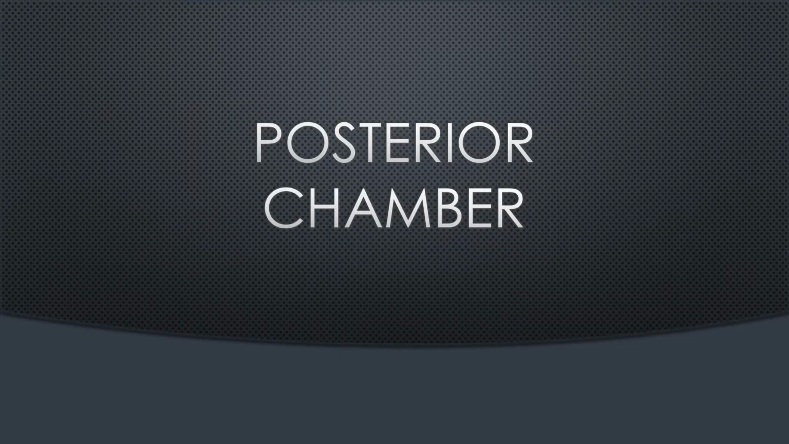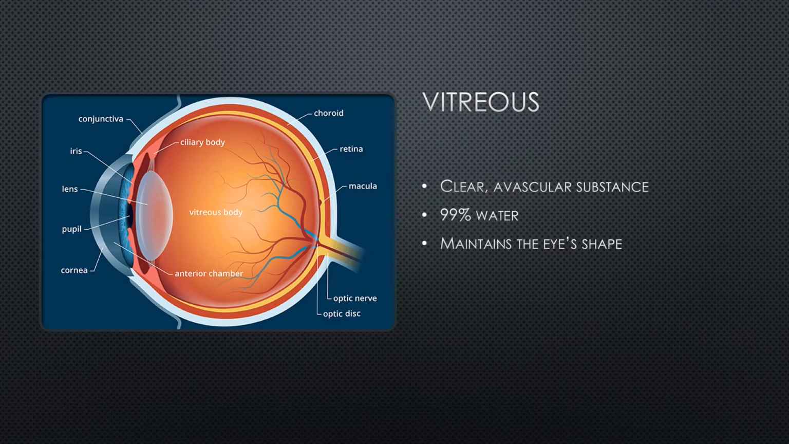The posterior chamber anatomy. Vitreous, or the vitreous humor, is a clear, jelly-like, transparent, and avascular substance that occupies the posterior two-thirds of the eye behind the crystalline lens. 99% of it is water, and the remaining substances are collagen and hyaluronic acid. It's encapsulated by the hyaloid membrane, or the vitreous cortex, and it helps maintain the eye's shape. It also has minimal refractive power.